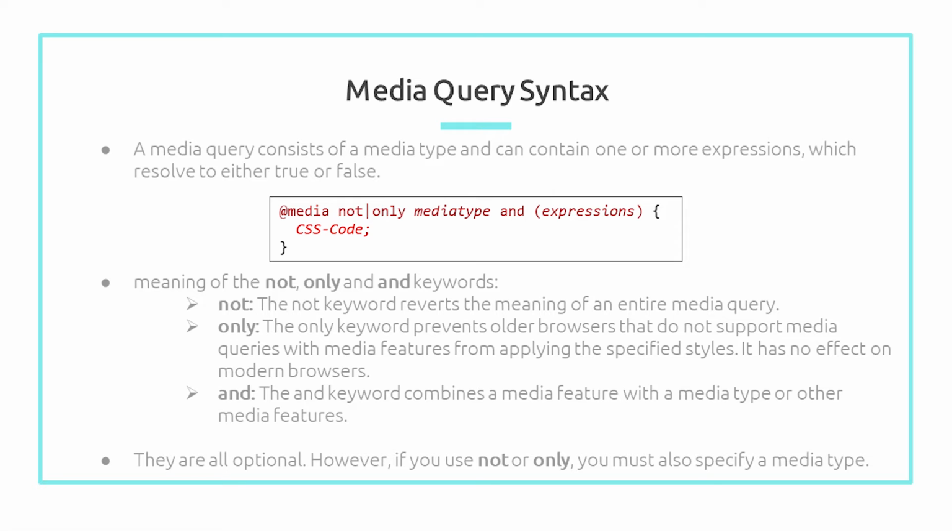Media query syntax. A media query consists of a media type and can contain one or more expressions which resolve to either true or false. Meaning of the not, only and and keywords. Not: the not keyword reverses the meaning of an entire media query. Only: the only keyword prevents older browsers that do not support media queries with media features from applying the specified styles. It has no effect on modern browsers. And: the and keyword combines a media feature with a media type or other media features. They are all optional. However, if you use not or only, you must also specify a media type.